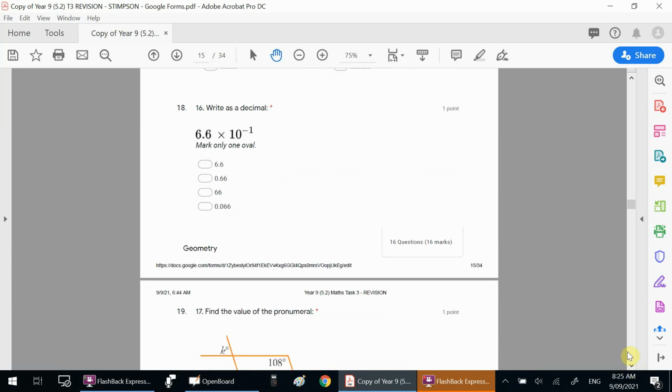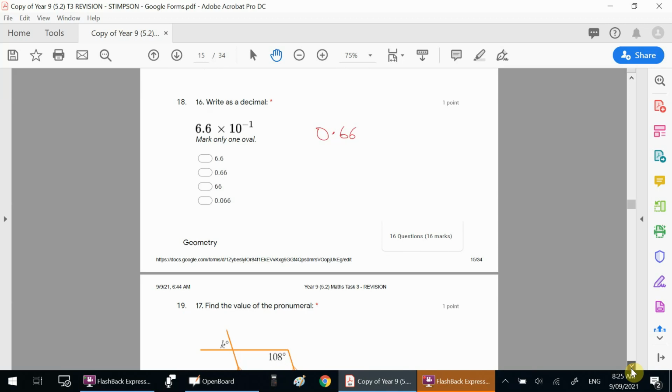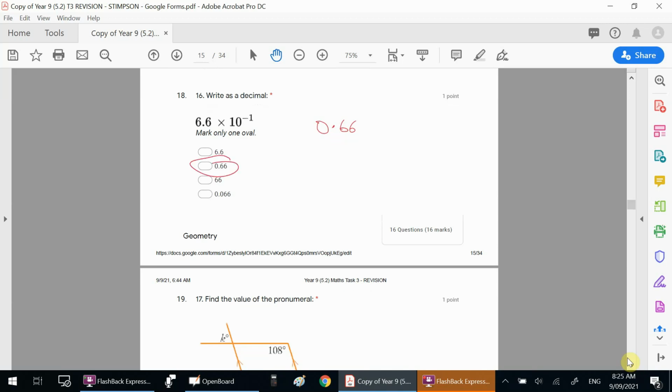Right, as a decimal. It already is a decimal, but we've got to factor this in. 10 to the minus 1 means the decimal point moves to the left. 1. Only 1 because it's minus 1. So 6.6 becomes 0.66. Yep. Which is there.